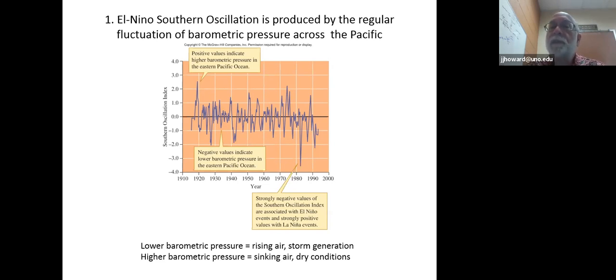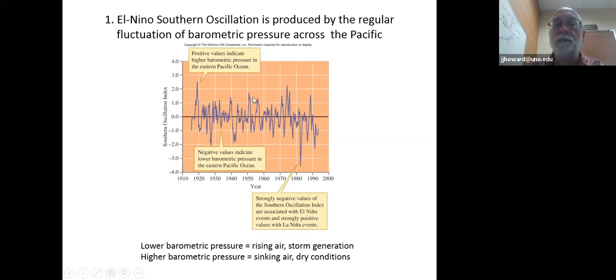because the rising air then prevents offshore flow along the equator from east to west towards Indonesia. So the barometric pressure is the index of El Nino or La Nina. These are La Nina conditions. These are El Nino conditions.